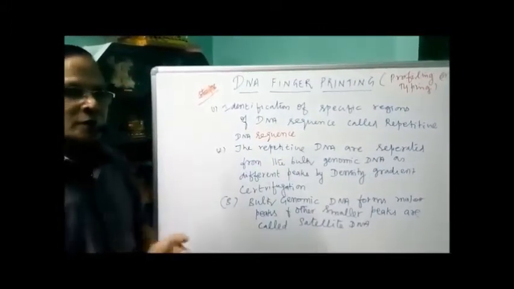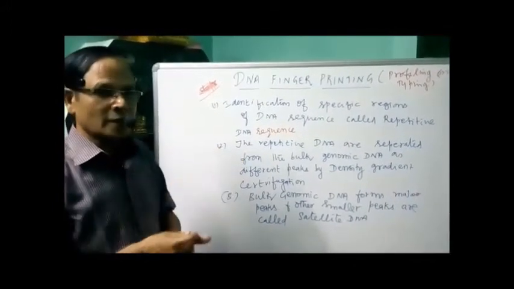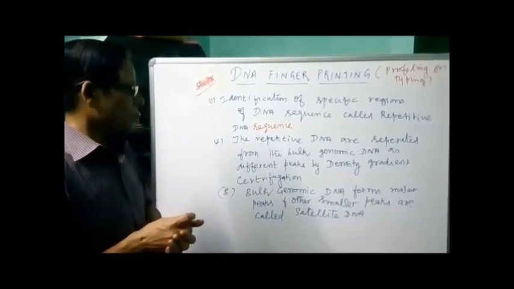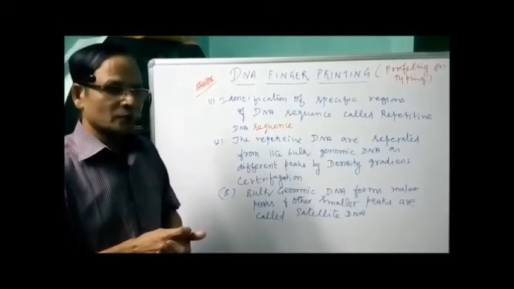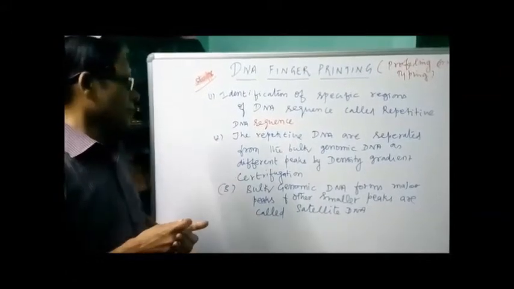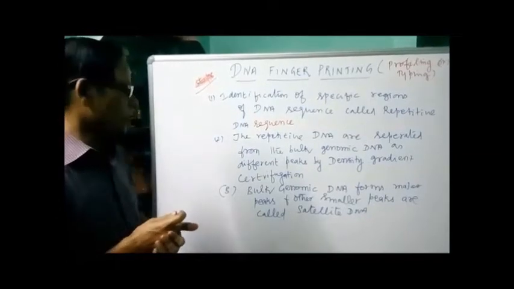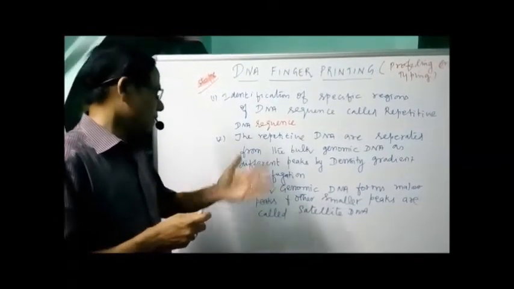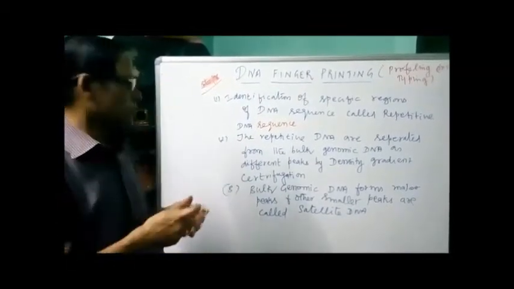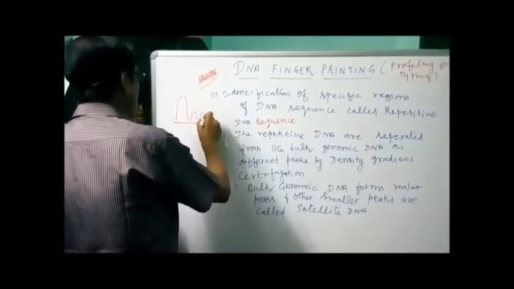Now such repetitive DNA sequences are separated from the bulk genomic DNA as different peaks during centrifugation. By density gradient centrifugation, they are separated from the bulk genomic DNA, that is the remaining DNA, as different peaks. So the bulk genomic DNA forms major peaks like this. If you analyze that, these are the major peaks, these are the minor peaks.